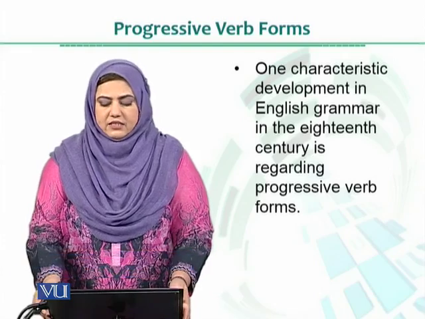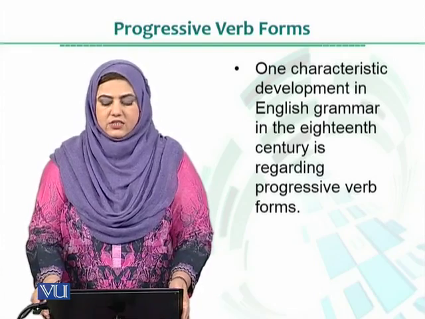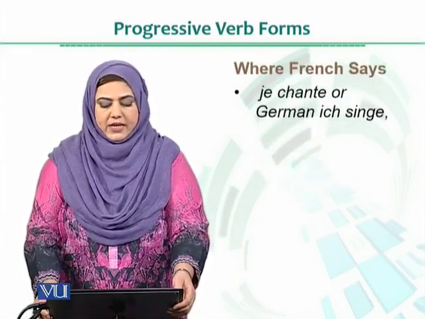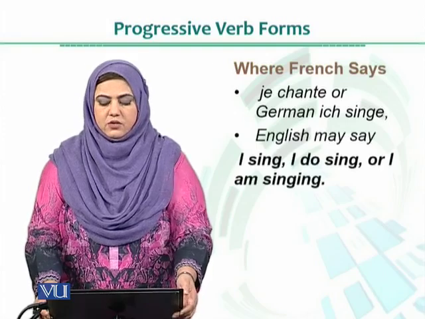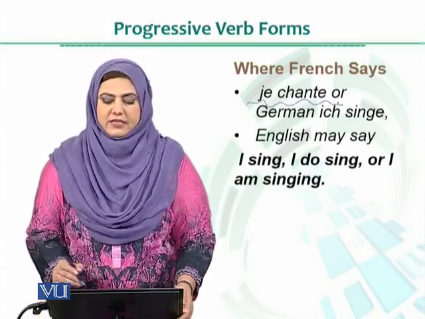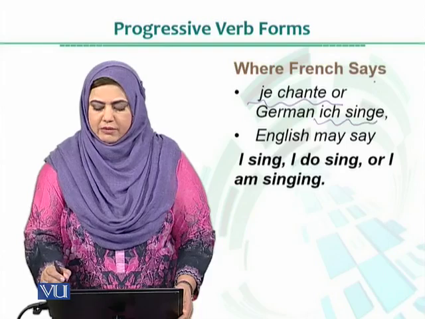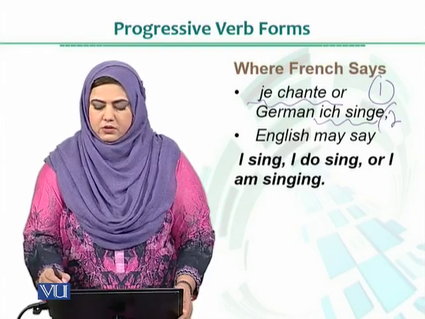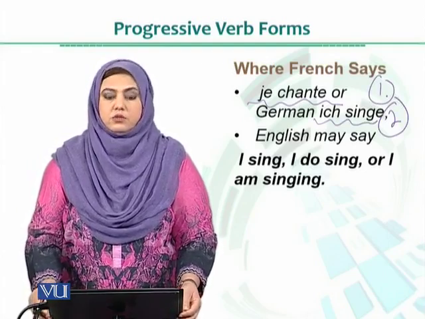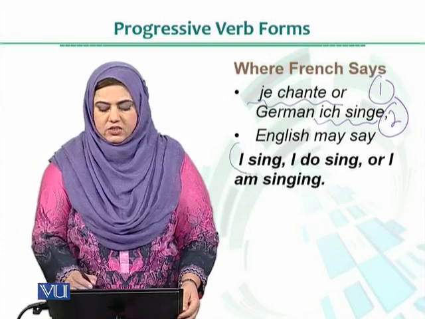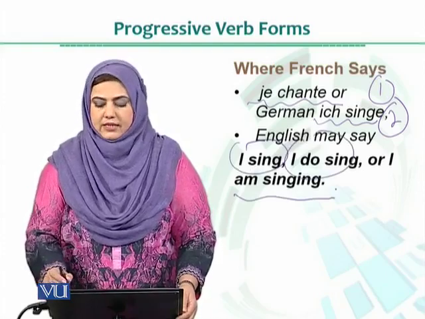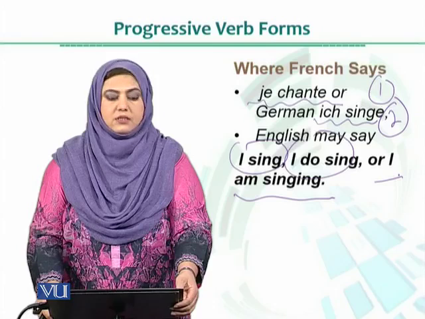Well, one characteristic development in English grammar in the 18th century is regarding the progressive verbs. Whereas French would say, I am not going to pronounce it. I don't know how to pronounce it in French. I don't know French. I also don't know German. But I'm just showing you the written options of both of these. Each of these languages has one option to say what is said in English, like I sing, or I do sing, or I am singing. The three options that we have.